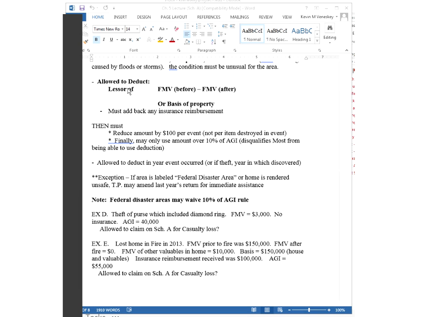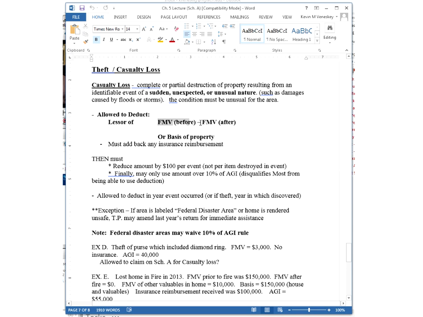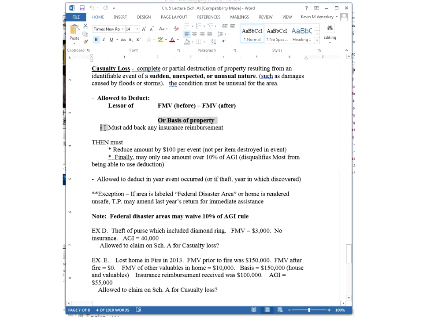The first thing you always have to do, if you did have some damaged property, is take the lesser of the fair market value or the basis of the property. There is a case in the book that definitely deals with this, and this is for individual items, not as a collective whole. So the fair market value or the basis of the property, then subtract out any reimbursement that you got from the insurance.